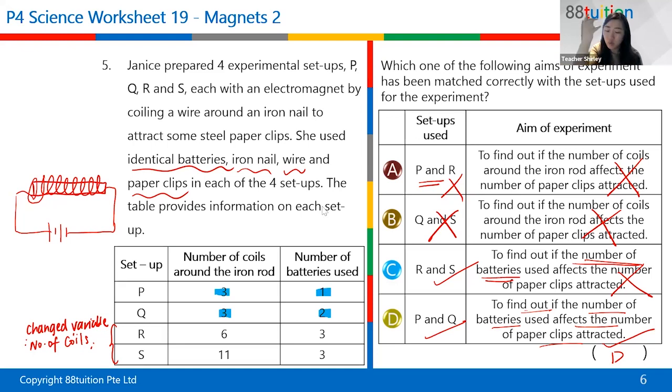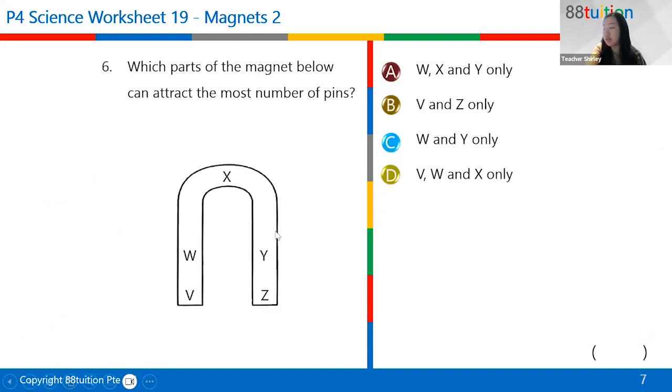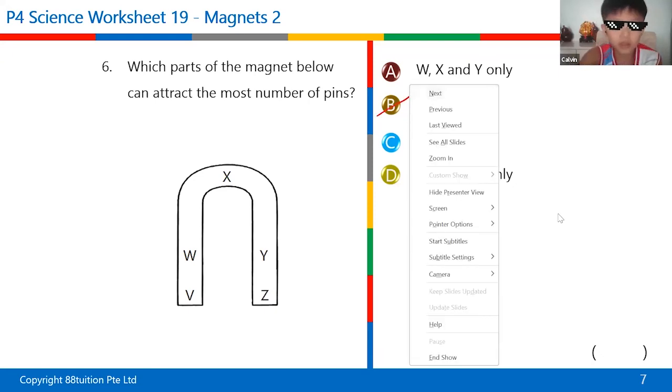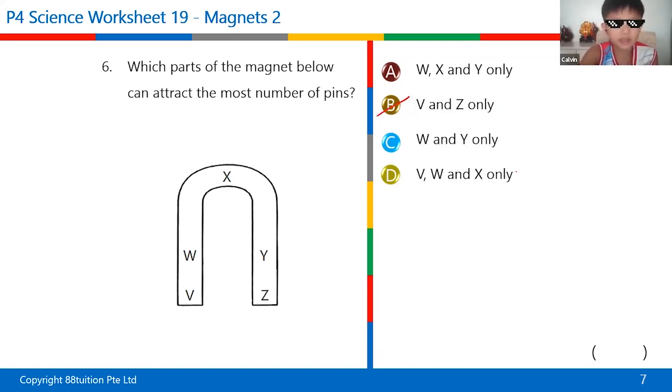Okay, let me see. Question 6, I think one of you got it wrong. So that means it's still not too bad, I would think. Which part of the magnet can attract the most number of pins? B. Very good. Why is it B? Because the G and Z are at the north and south points of the magnet.